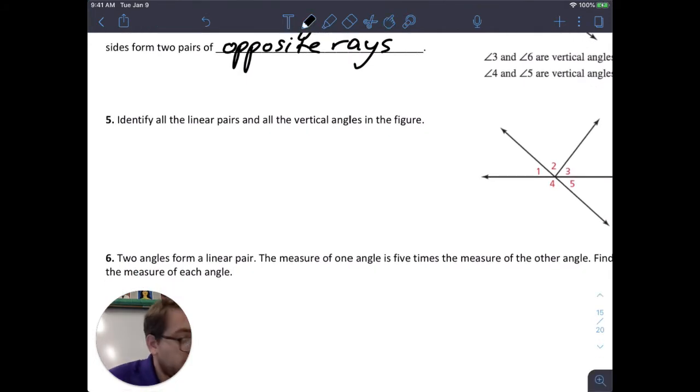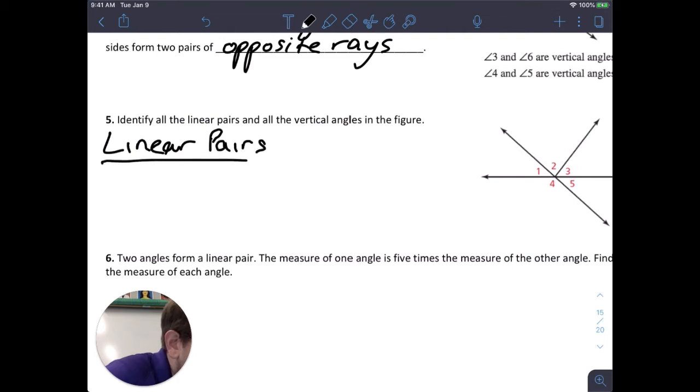Okay. So number 5 says, identify all the linear pairs and all the vertical angles that we can see in this figure off to the right. All right, let's start with the linear pairs. Let's name the linear pairs. So for linear pairs, we're looking for where we have two adjacent angles whose non-common sides form opposite rays. And remember, we're talking about pairs, so it's going to be two of them.